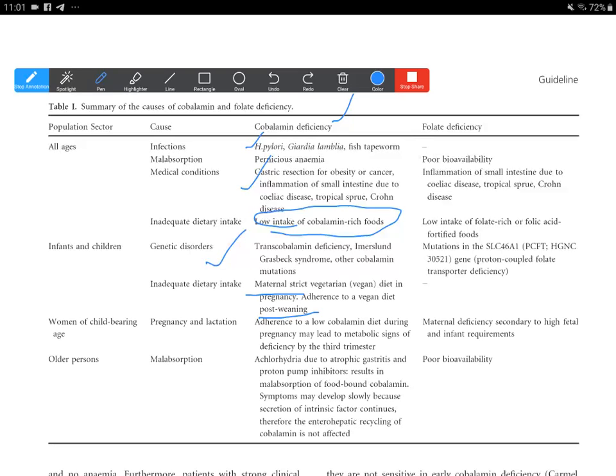Regarding the genetic causes, we have transcobalamin deficiency as such, which is the transporter protein for cobalamin. And also there is Imerslund-Grasbeck syndrome, which is a selective malabsorption of cobalamin with proteinuria. This is a syndrome with megaloblastic anemia, an autosomal recessive disease, and the most common cause of megaloblastic anemia due to cobalamin deficiency in the Western countries. There are familial clusters in Norway, the Middle East and Africa.